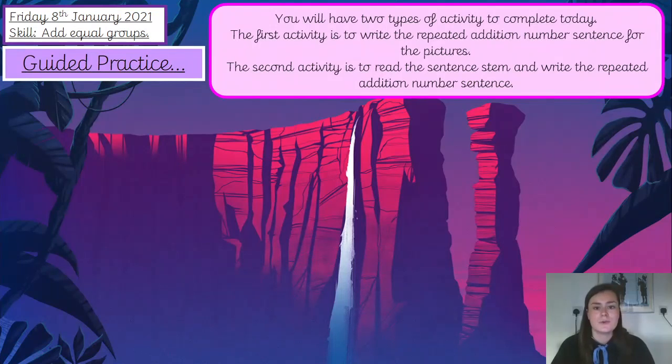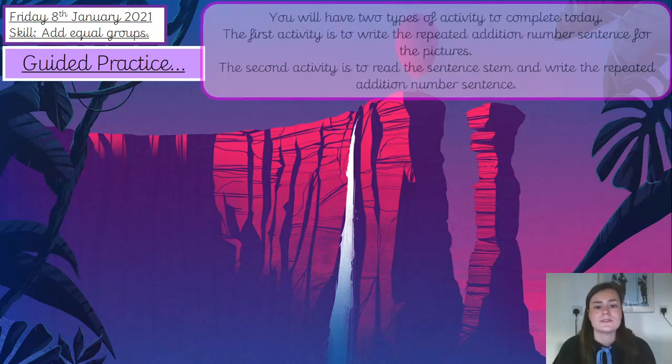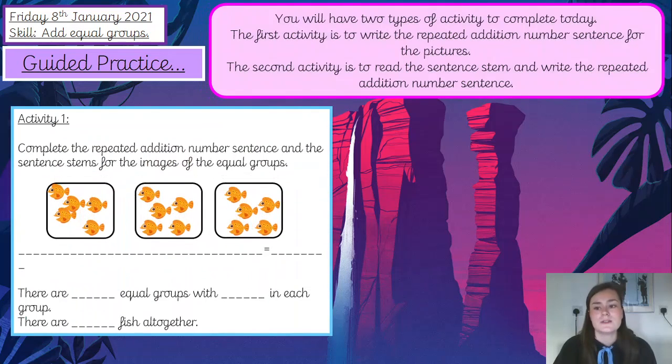Okie doke. Right, we're going to move on to our guided practice. Now, this is a bit tricky over the computer, but bear with me, we'll get through it. So today, for your independent challenges, you are going to have 2 different types of activities. So we're going to do 2 guided practices today. Your first activity is to write the repeated addition number sentence for the pictures. So we're just going to focus on that first activity for now.